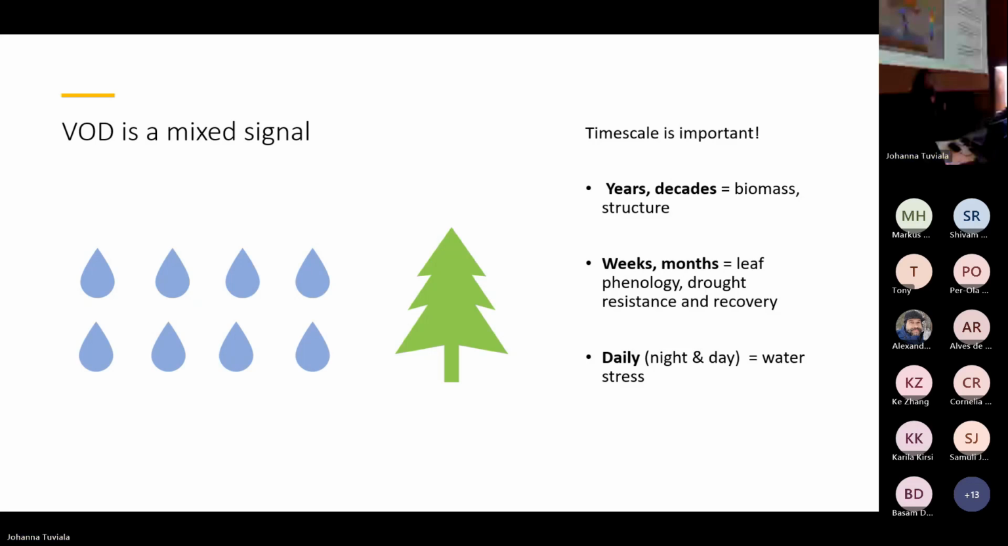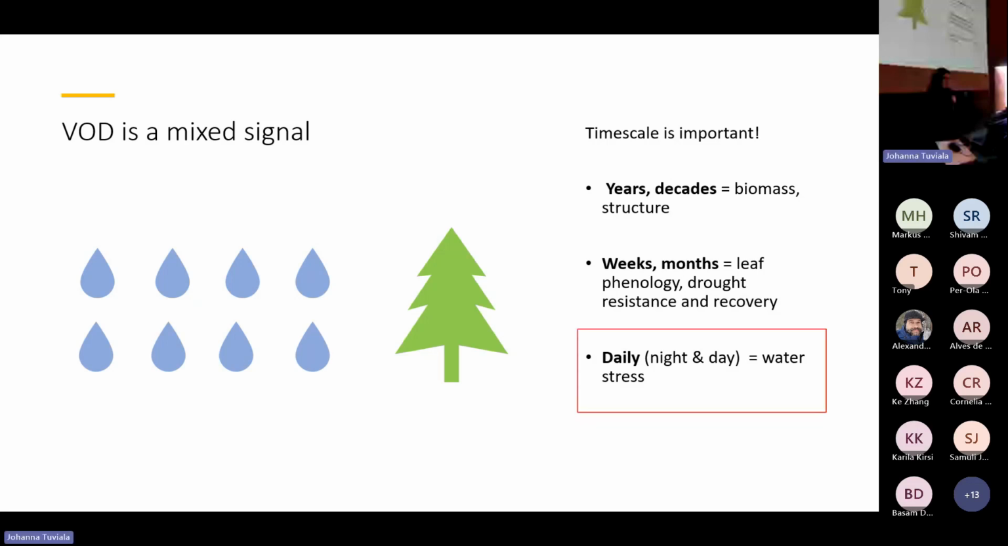years to decades, you're most probably looking at differences in biomass and structure, which is useful for those types of studies. And then when you look at weeks to months, you're probably more likely looking at leaf phenology, drought resistance and recovery. And then if you look at daily timescales, so night and day, you can be fairly confident that what you're seeing is actually due to water stress, unless somebody went down and cut down that forest between midnight and noon. So that's the level that I'm focusing on.